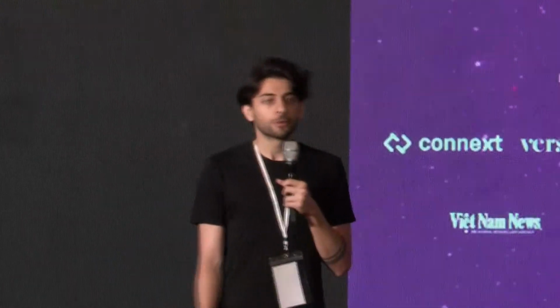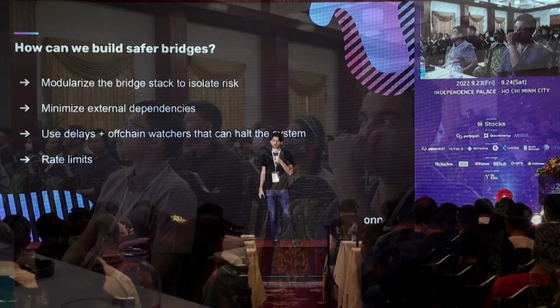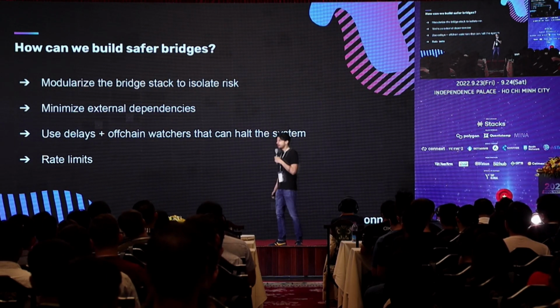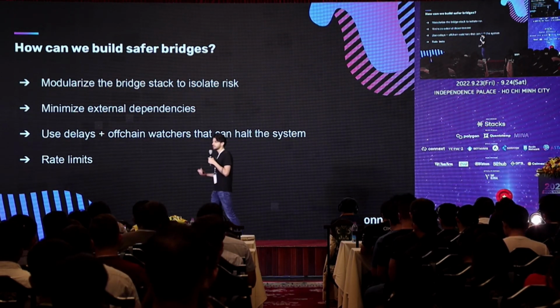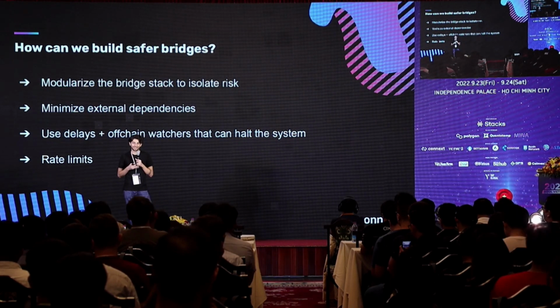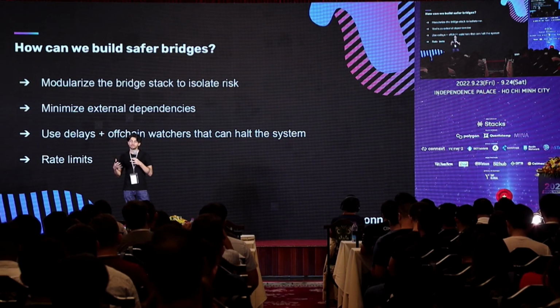So if we're forced into a world where we have to have bridges, how do we build them safely? This is actually the really big challenge that a lot of the bridge projects, including Connext, are facing currently. How do you actually build infrastructure that's so critical in a way that it doesn't break and it doesn't get hacked? And when it does get hacked, how do you avoid the risks of things like contagion?